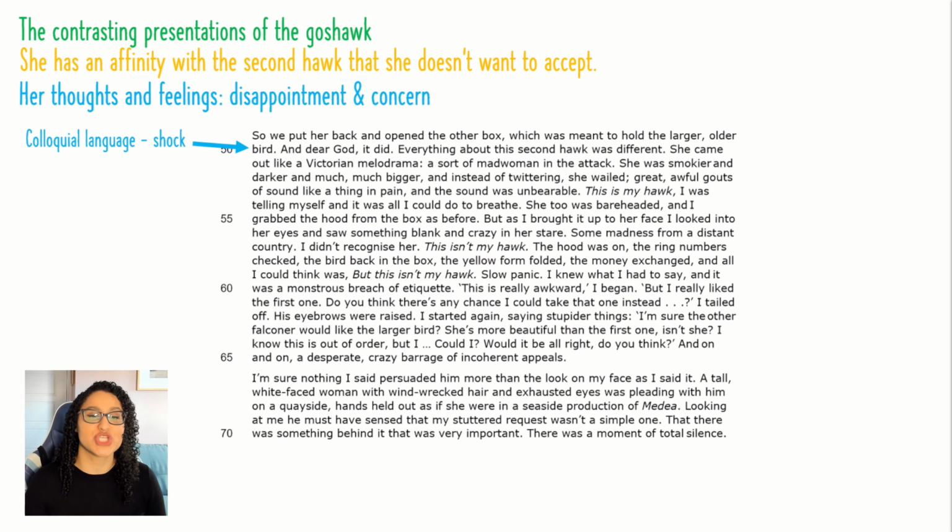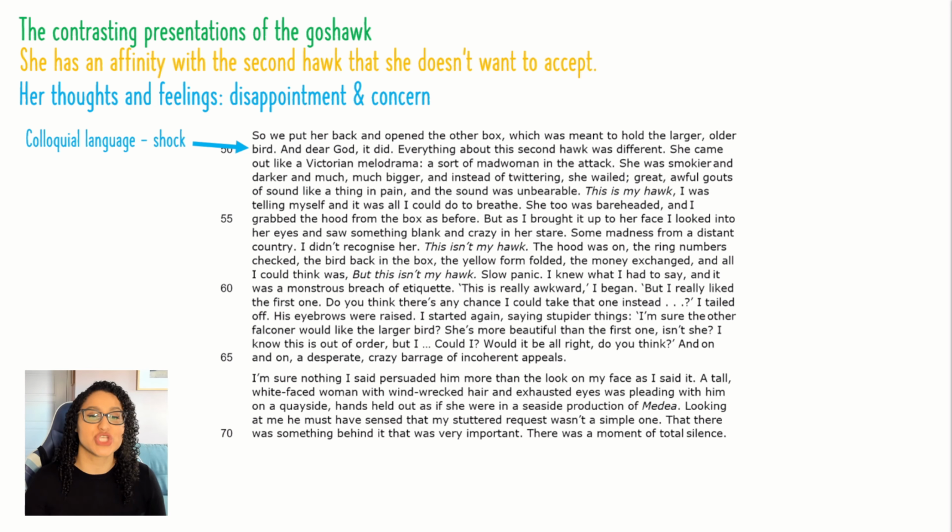And we are told she is "a tall, white-faced woman with wind-wrecked hair and exhausted eyes, pleading with him on a quayside. Hands held out as if she were in a seaside production of Medea." All of that really echoes the image of a mad woman and the Victorian melodrama. The wind-wrecked hair, exhausted eyes, white-faced woman, classic imagery out of Victorian literature when they're trying to present women as being crazy.